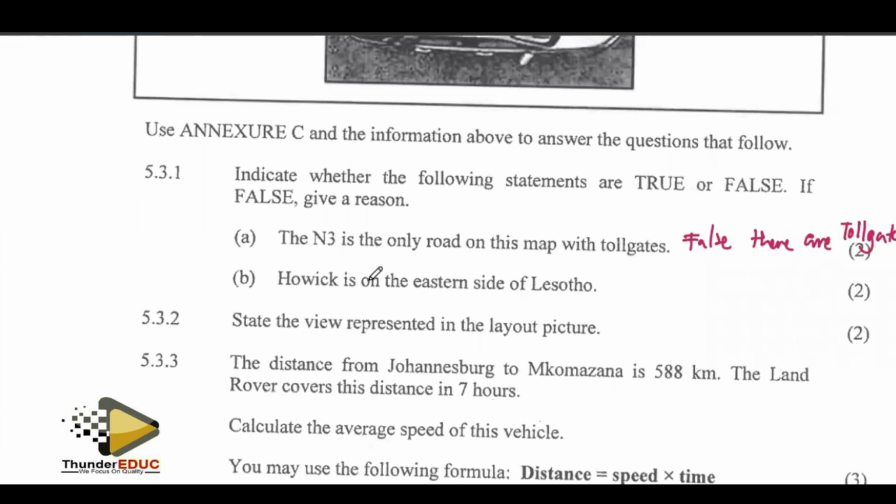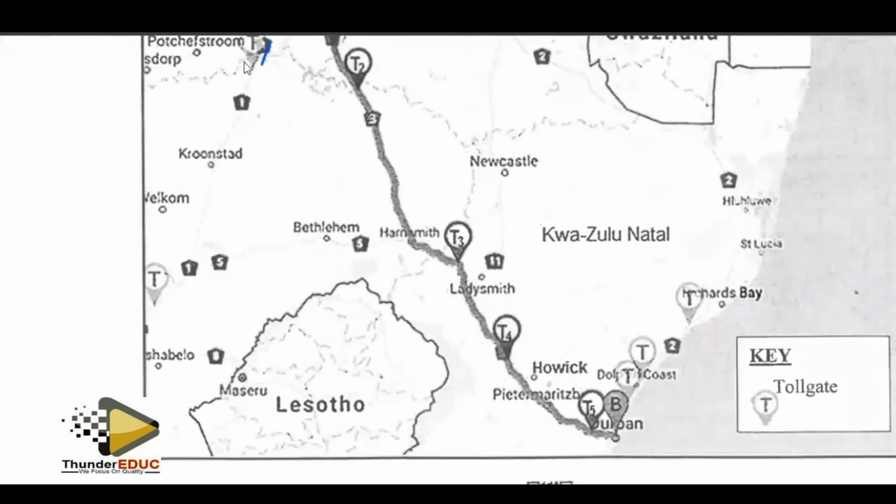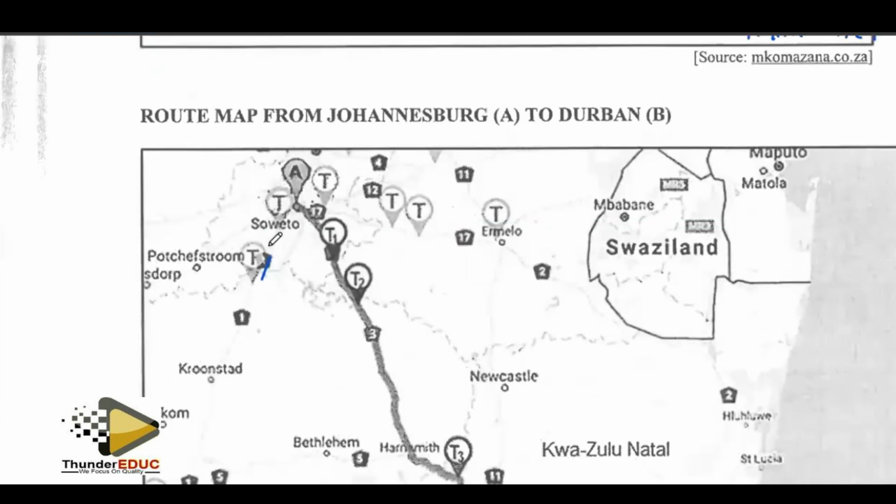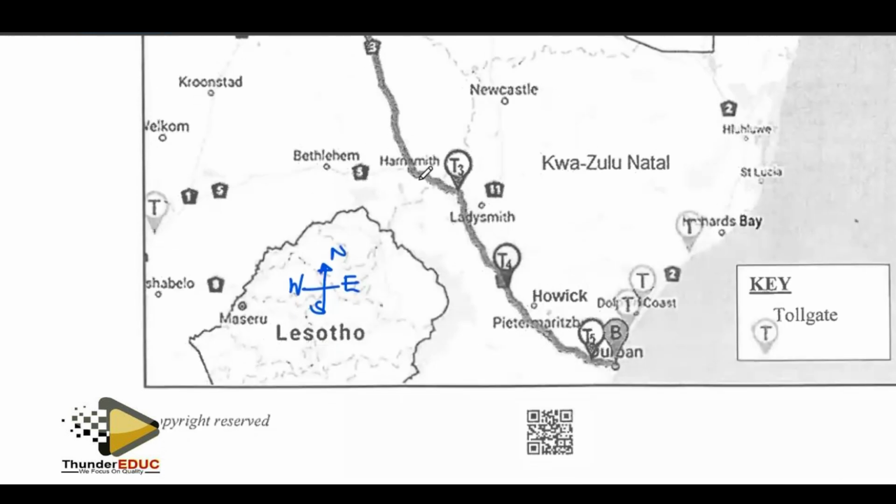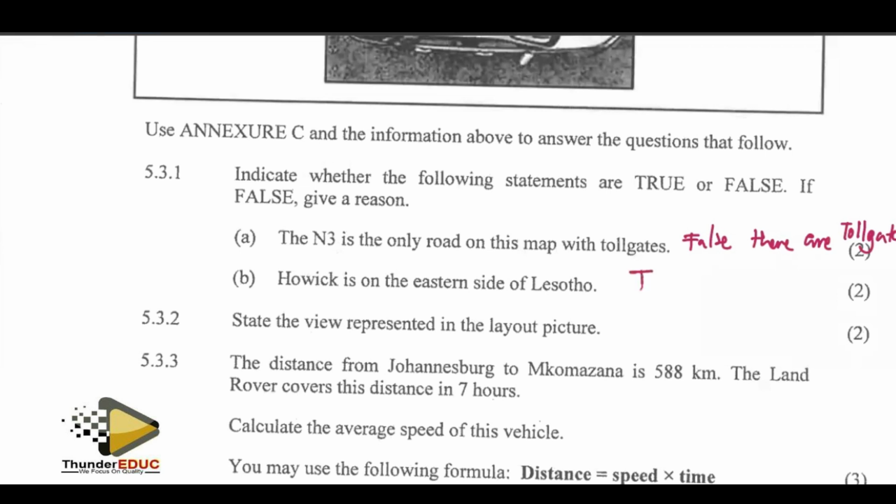Okay. So Hook is on the east of Lesotho. East of Lesotho. So you come to Lesotho here. You draw a small compass. So this is our north, east, west, and south. Take note, if the map does not have a compass, we shall always take the top part to be the north. So east, and the place you're looking at, it's this other side, which is true. So the answer becomes true.